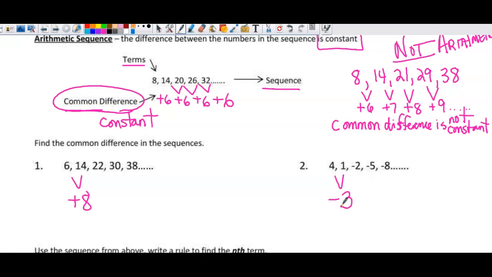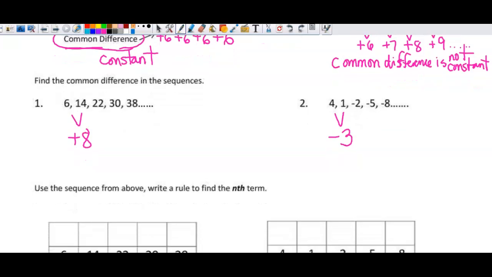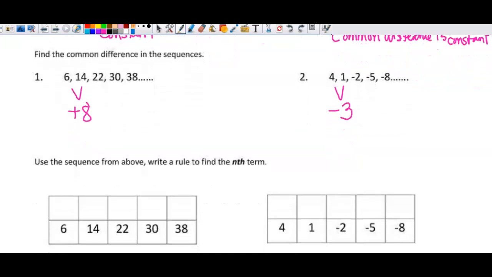Common difference, like so. Then you have to be able to use the sequence to write a rule. And when you write a rule, you're finding the nth term. So, I have these little tables down here because in that sequence above, the first term is 6. The second term is 14. The third term is 22. The fourth term is 30. The fifth term is 38.